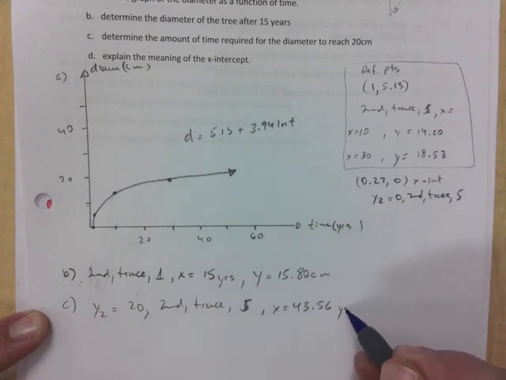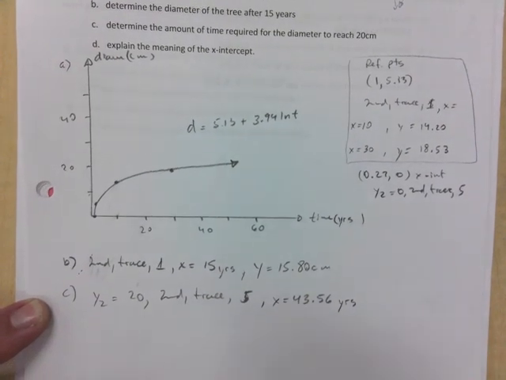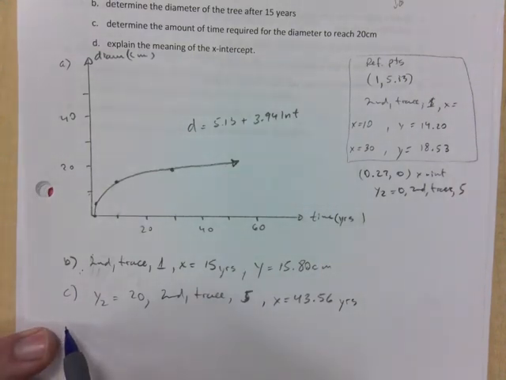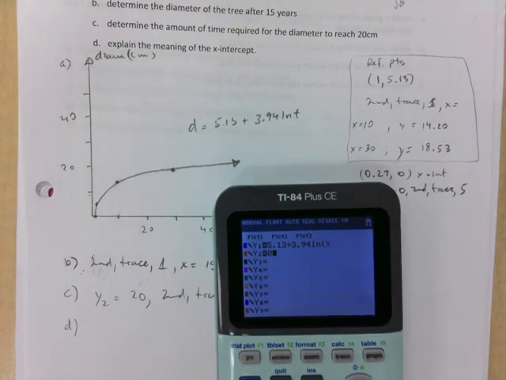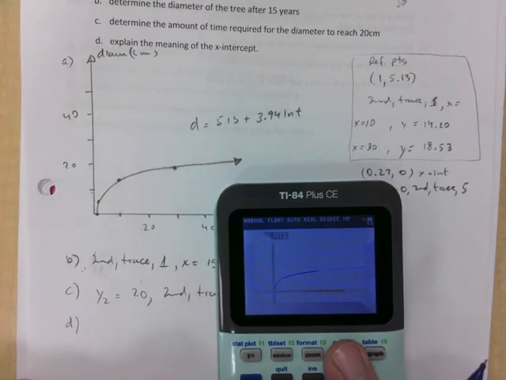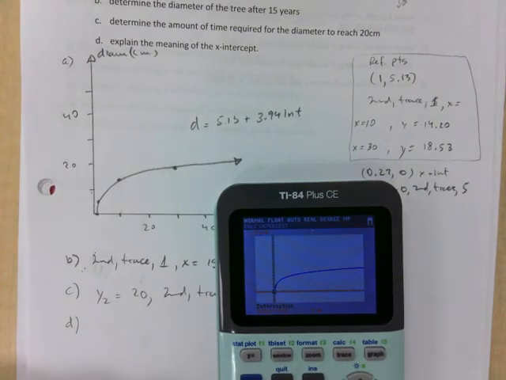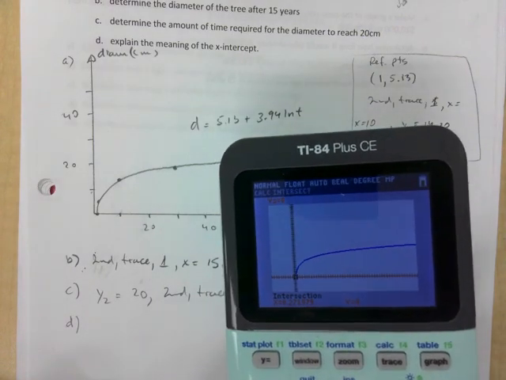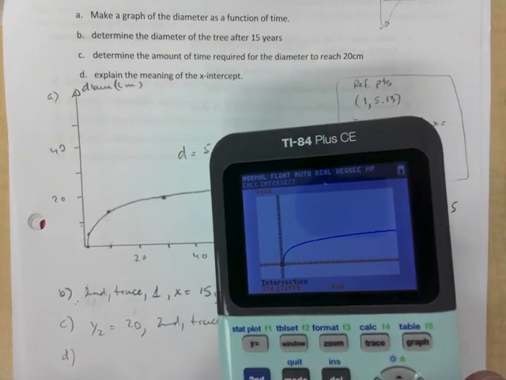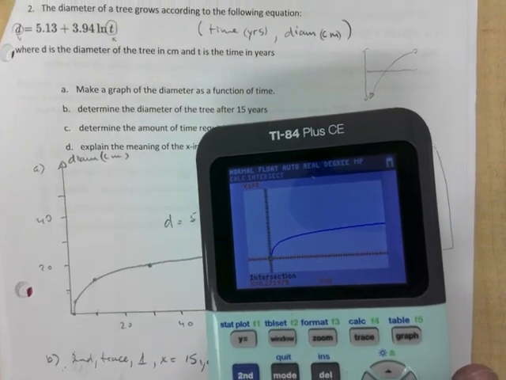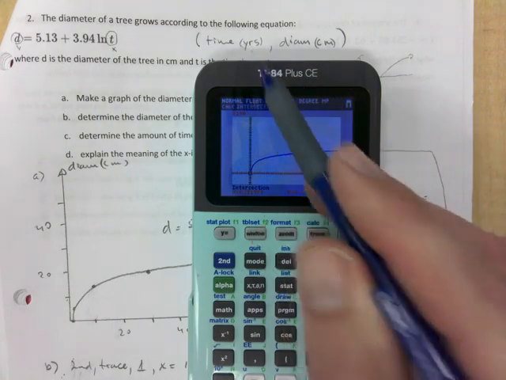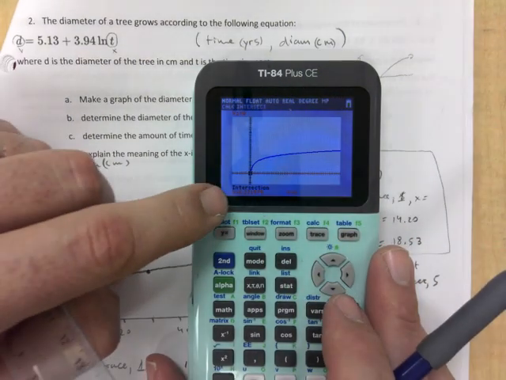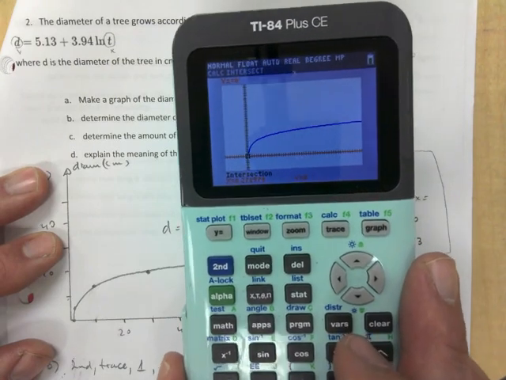43.56 years. Okay. Explain the meaning of the x-intercept. I'm just going to check here. Was it a negative? It can't be because it would never cross. Okay. So what's the meaning of the x-intercept? Well, when the diameter is 0, right? Basically, if you compare the points, 0 for the diameter, the time is 0.27, right? So what's up with that?